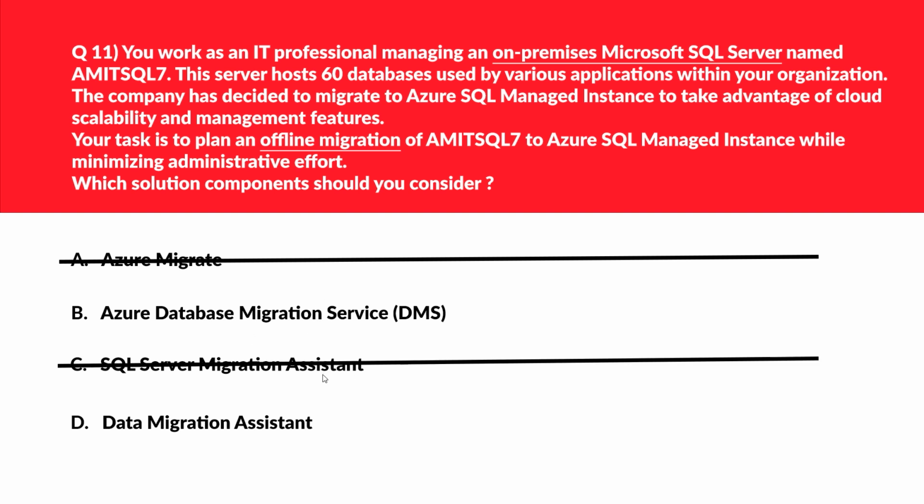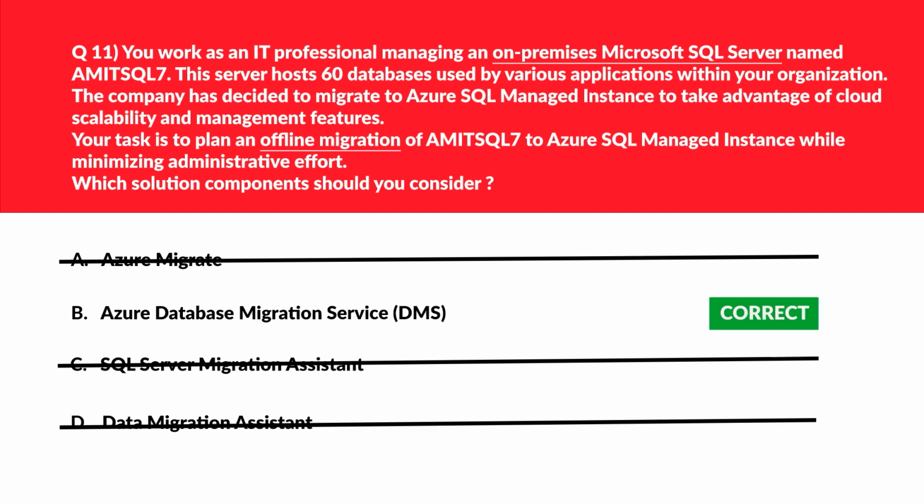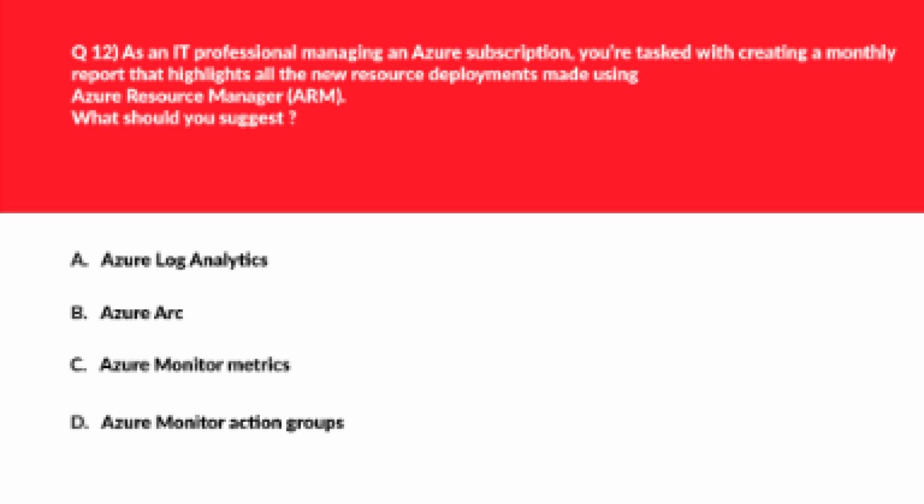Incorrect choice. Let's now move to option D. D says Data Migration Assistant. Data Migration Assistant won't work for offline migration as required by the question. We'll reject this. We'll lock option B, Azure Database Migration Service (DMS), as the correct answer.